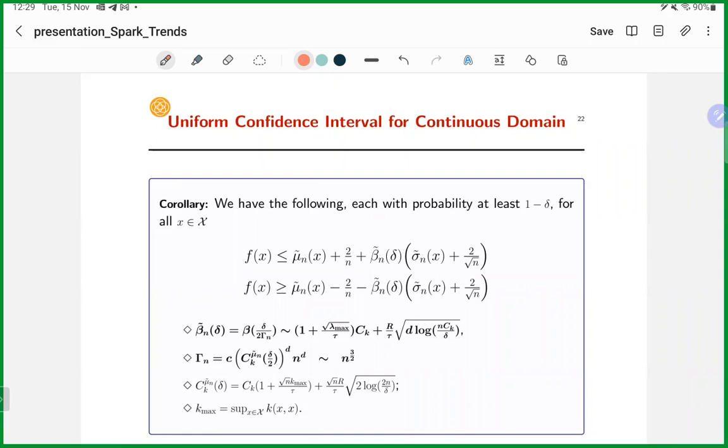So again, with high probability, with probability 1 minus delta, the true function and the sparse approximate predictions are within a constant factor of the standard deviation, plus minus terms which go to 0 at order 1 over square root of n, roughly. I have a question about this.